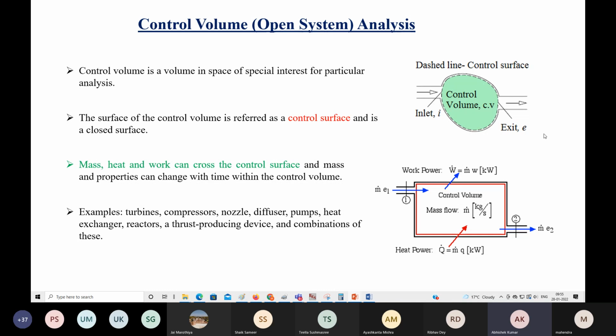So this is the control volume. Here, mass inlet is happening and mass exit is also happening. This is also the conceptualization of the control volume: mass inlet is there, mass exit is there, simultaneously heat transfer is happening, and simultaneously work output is also happening. Can you give one best example for this? Anyone?